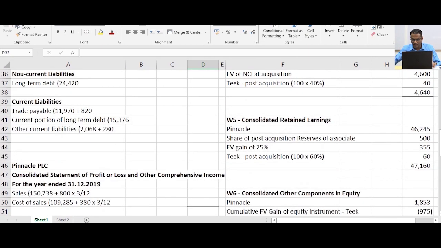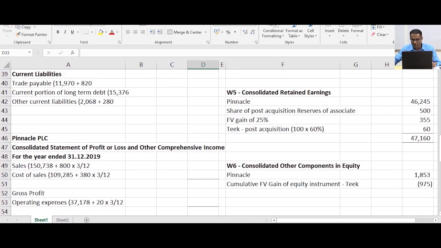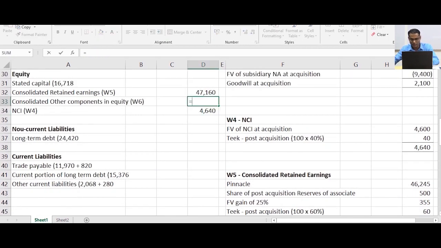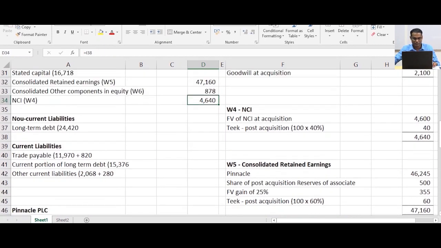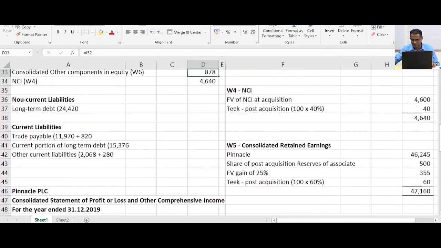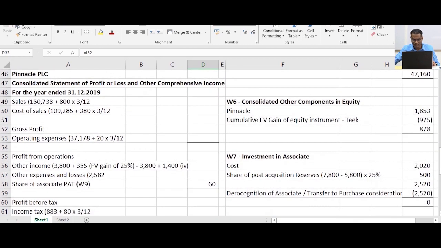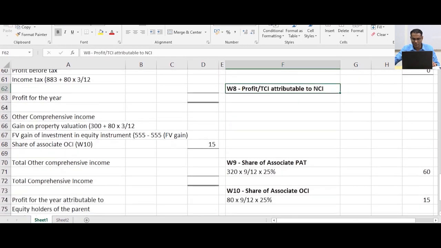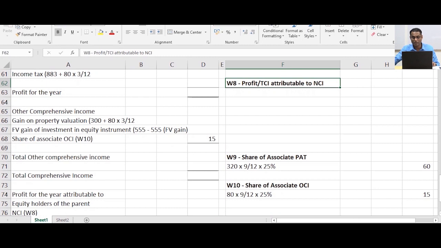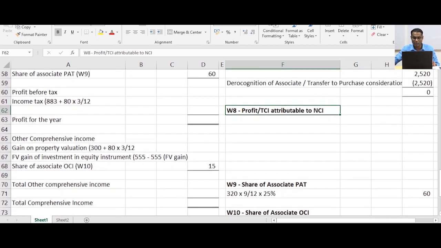Then I can complete working number 6 as well, consolidated other components of equity. How much is the figure? 1,853 minus 975, 878. You take 878 here. Clear? Then investment in associate value has become 0. Working numbers 8, 9 and 10 are not relating to the statement of financial position. Those are relating to the statement of profit or loss and other comprehensive income.